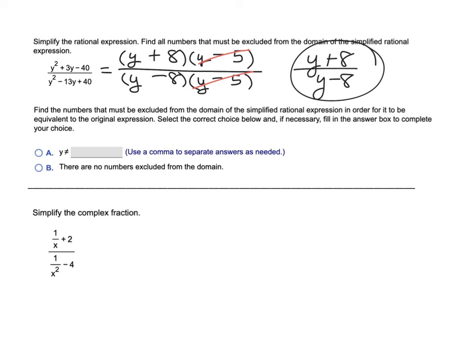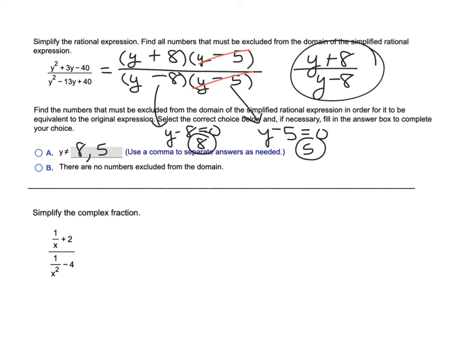Okay, for this one, you just want to be careful. Even though it says of the simplified, when you're figuring out what needs to be excluded, you look at the denominator, and even though the y minus 5 you crossed out, you still want to include that. So you just take the denominator, set each one equal to 0, and solve. Right? You want to find the values that make the denominator 0. So you get 8 and 5. Right? So the two values that need to be excluded would be 8 and 5. They're the two numbers that made the denominator 0.